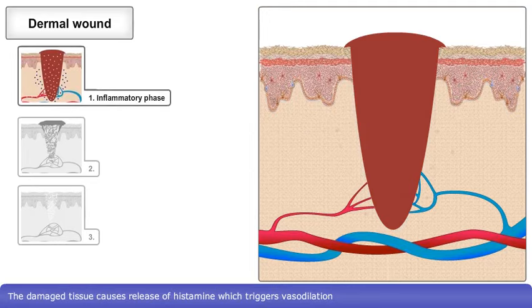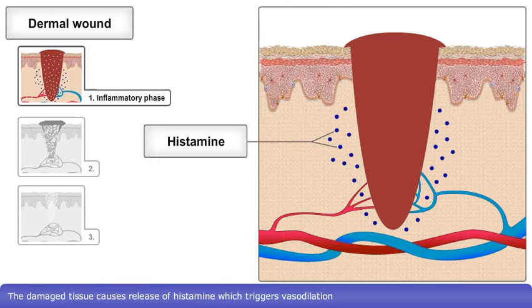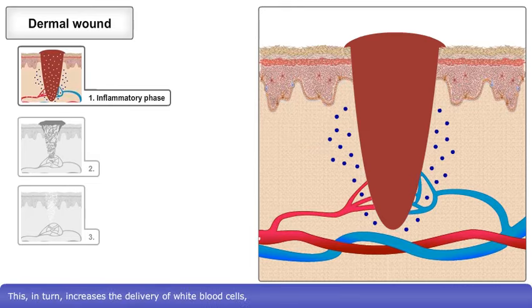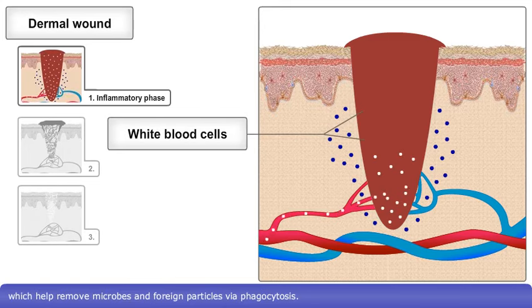The damaged tissue causes release of histamine, which triggers vasodilation and increases the permeability of the blood vessels. This, in turn, increases the delivery of white blood cells, which help remove microbes and foreign particles via phagocytosis.